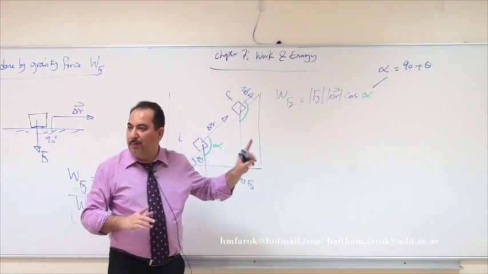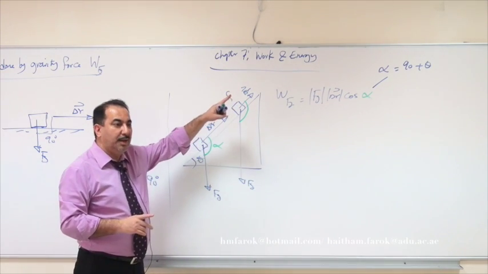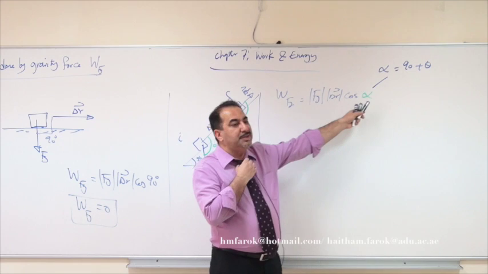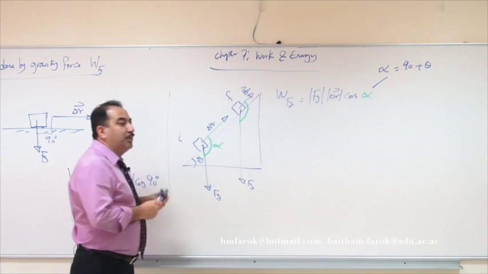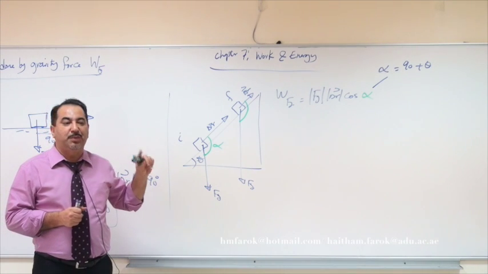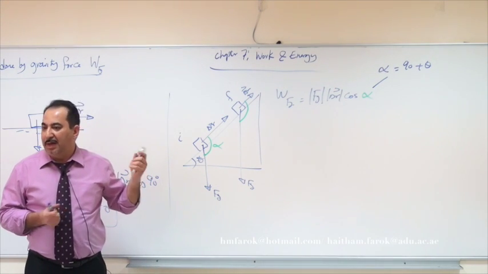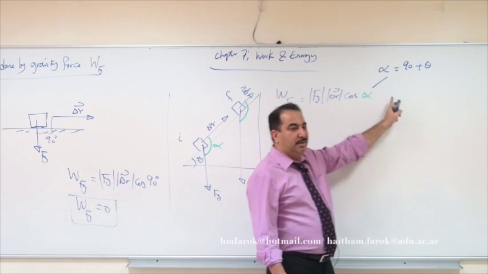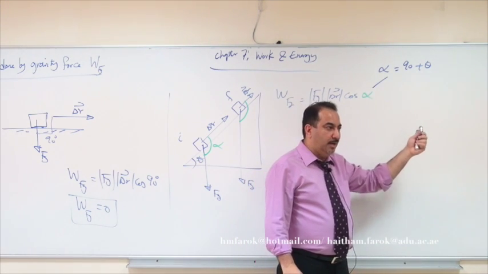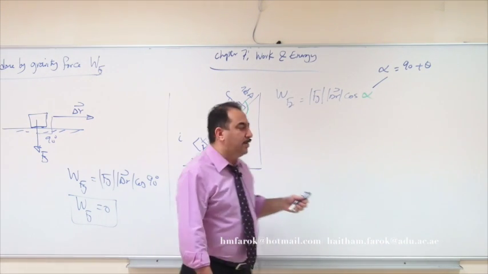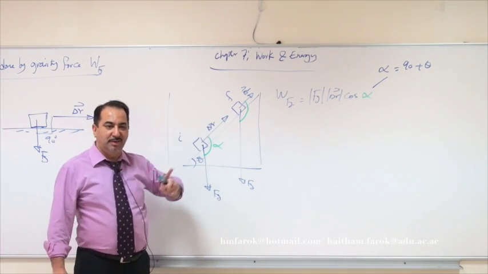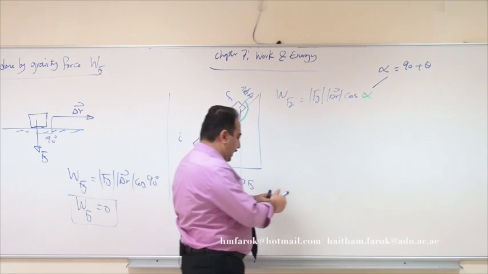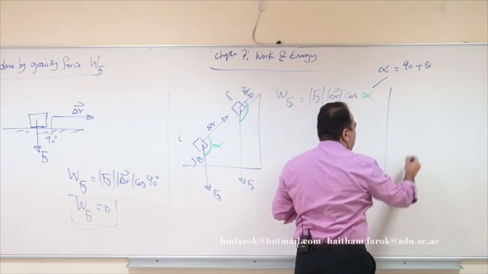Okay, you got it? So when the object is going up the incline, the angle is more than 90, 90 plus theta. Which means the work of the gravity is positive or negative? Negative. More than 90, cosine of an angle in the second quadrant. So the work of gravity when it's going up is negative. Of course, you're going against gravity. You're going up.